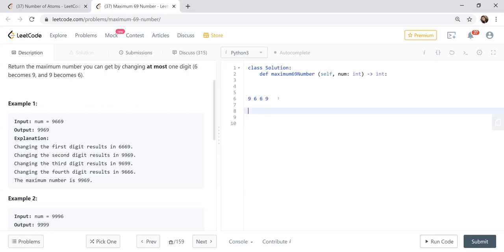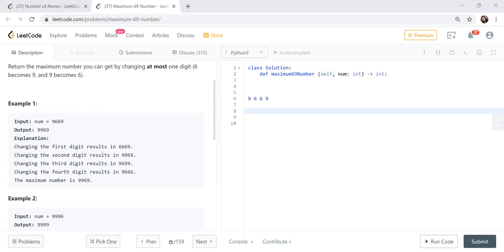Like, if I want, I can convert it into a string form. Fair enough. That's one approach, but if you don't want to convert it to a string, does anyone have any other approach? Yeah, anyone?